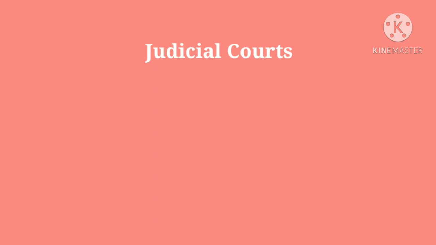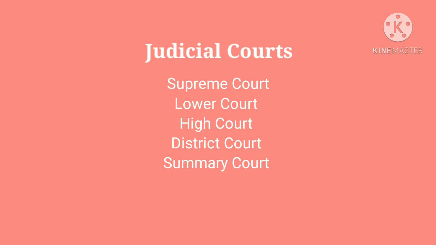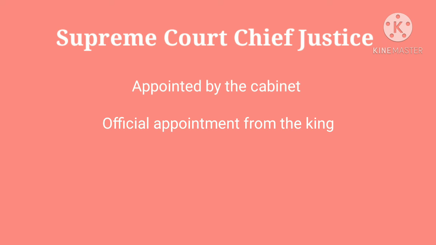Judicial power lies with the Supreme Court and lower courts such as high courts, district courts, and summary courts. The Supreme Court's Chief Justice is appointed by cabinet nomination and official appointment by the Emperor. Justice appointments are reviewed periodically within the House of Representatives and can be terminated through a majority vote, although this has yet to happen.